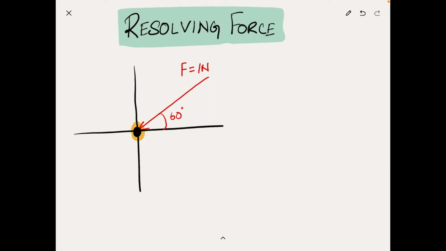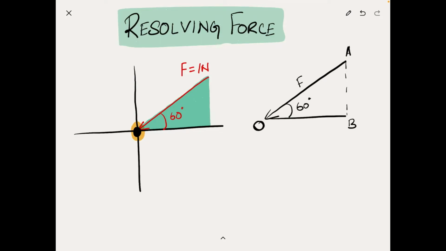Now to calculate the horizontal and vertical components of this force F, we are going to consider a virtual triangle like this. Let me draw that separately. Here's this force which is acting on this body. Let us call this body O. And let us close this triangle. Just for the naming convention, let this be A and this be B, and this is the force F. The angle of inclination, as we see, is 60 degrees.